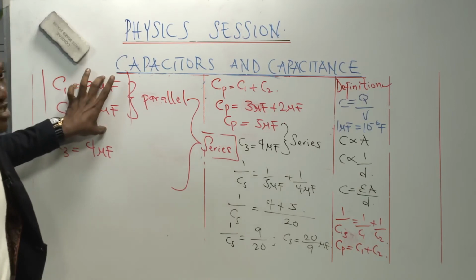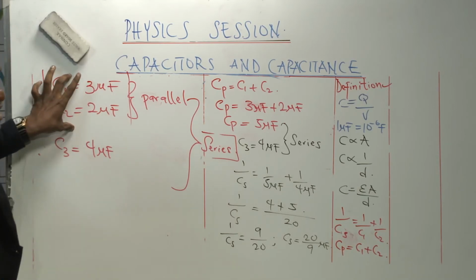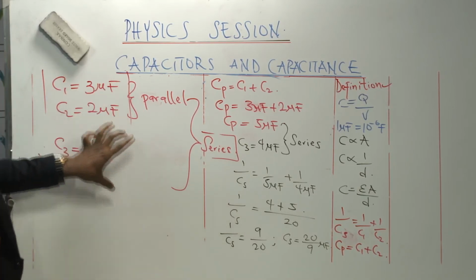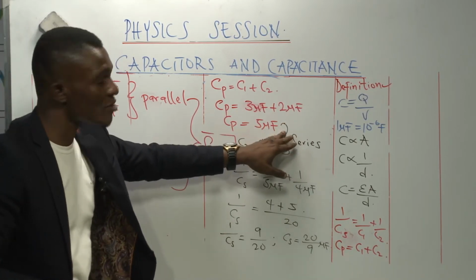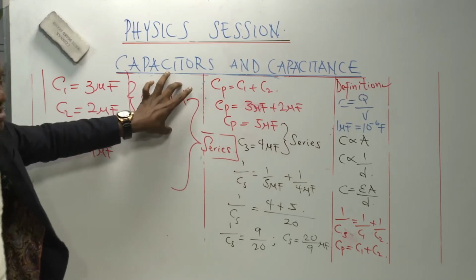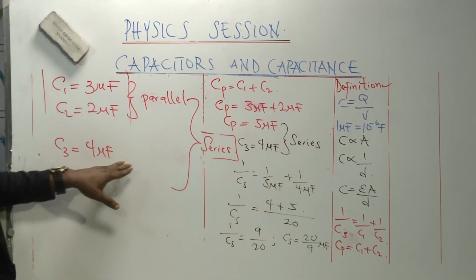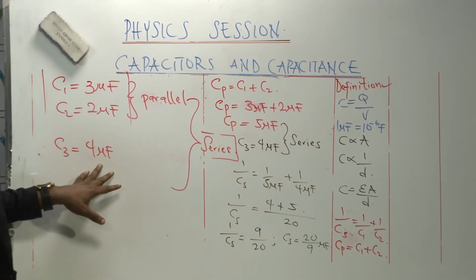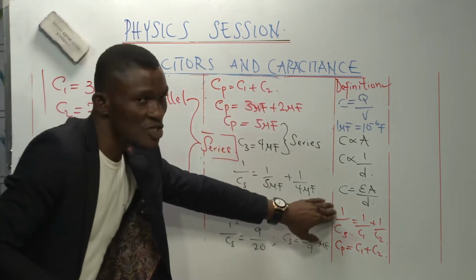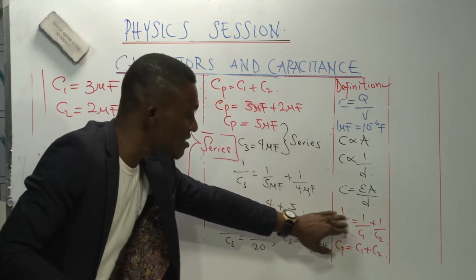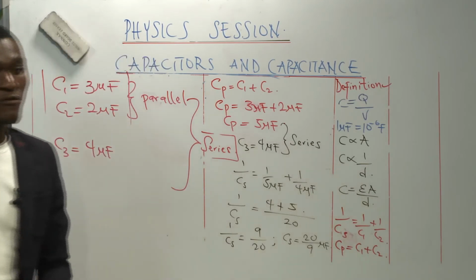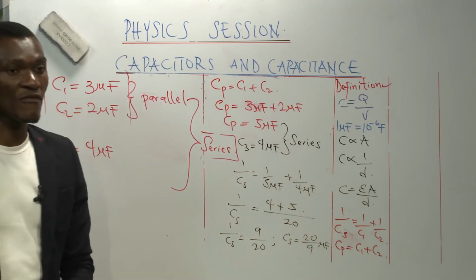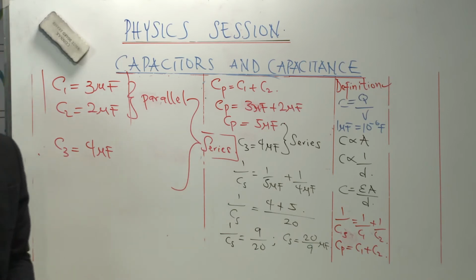So the first thing we did was to find the parallel combination of C1 and C2. We added them up, and we got 5 microfarad. So the 5 microfarad is now connected in series with the 4 microfarad. So we use the series combination formula, which is 1 over Cs is equal to 1 over C1 plus 1 over C2, and we arrived at 20 over 9 microfarad.